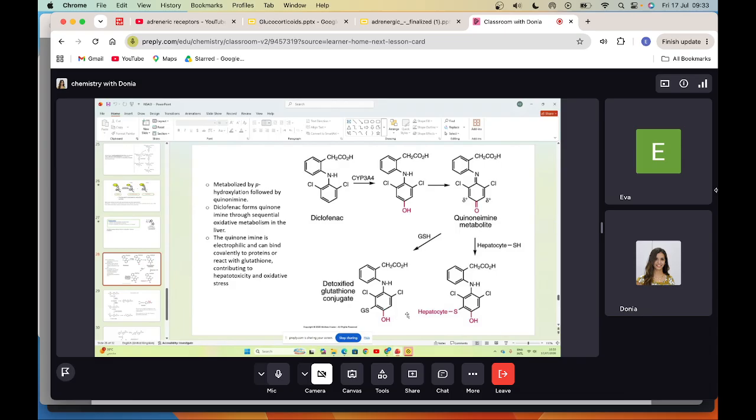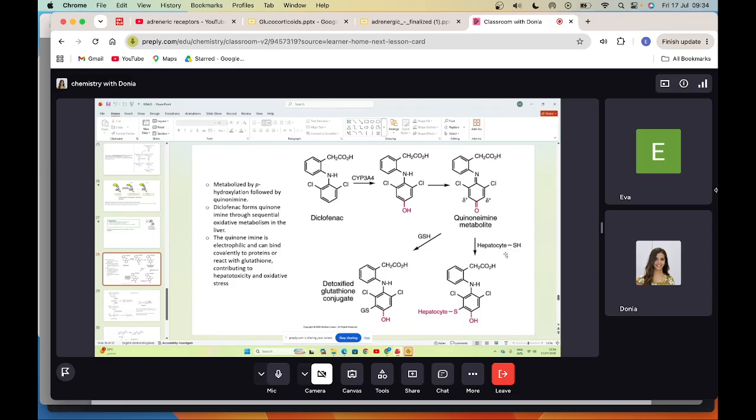The problem would be if we took a large amount of diclofenac. So depletion would occur to the glutathione, right? And when the glutathione is not there inside our body anymore, this drug or this metabolite would go and react with your liver proteins.